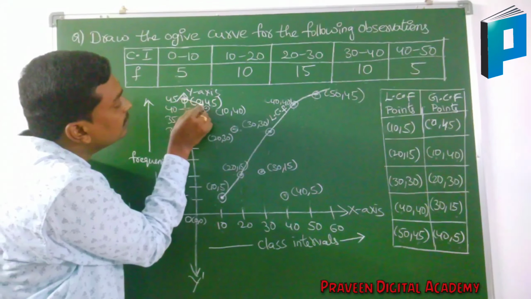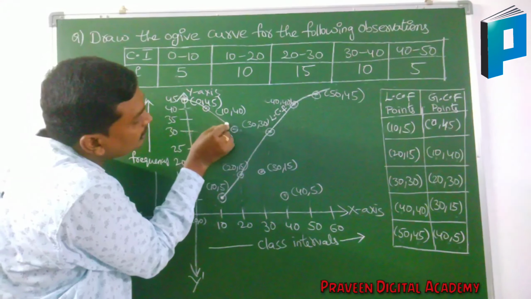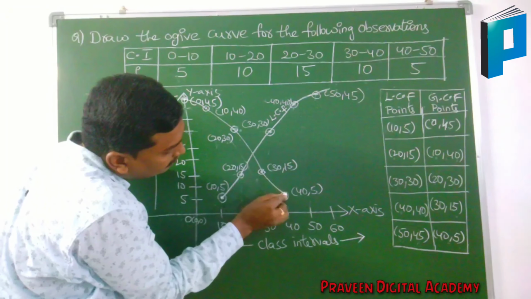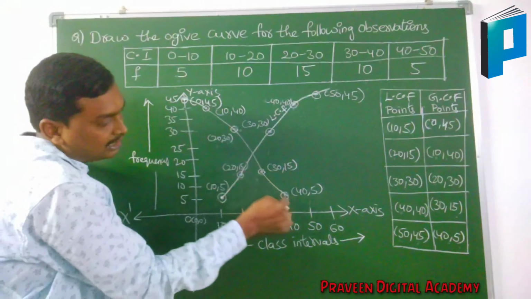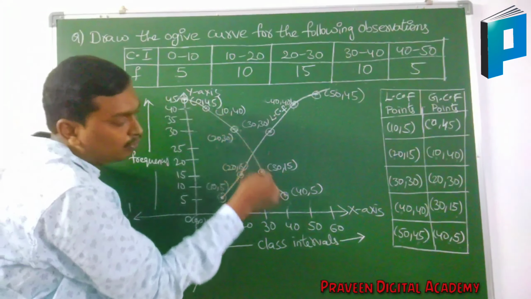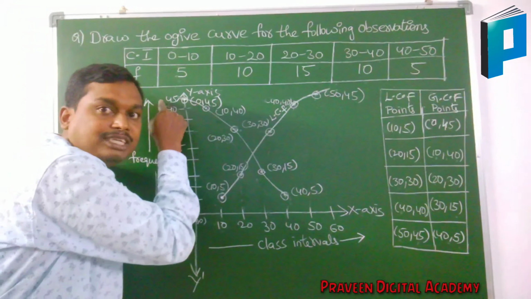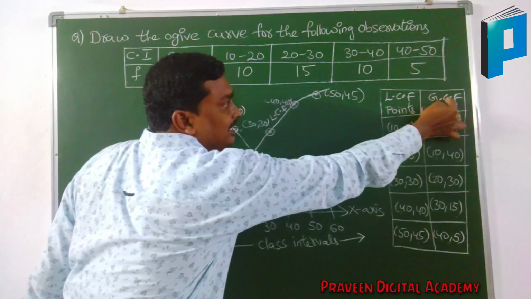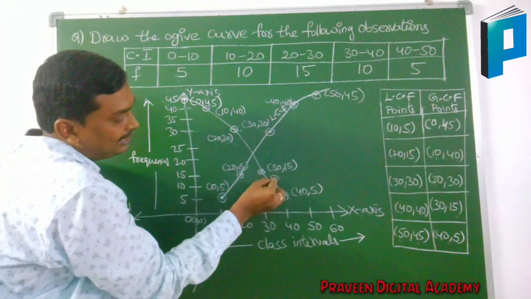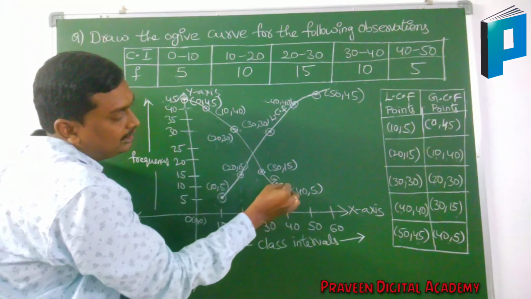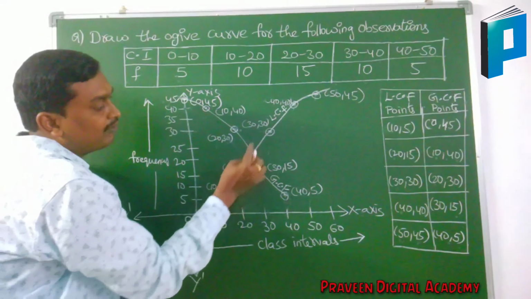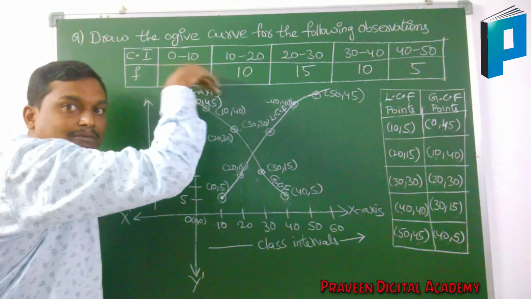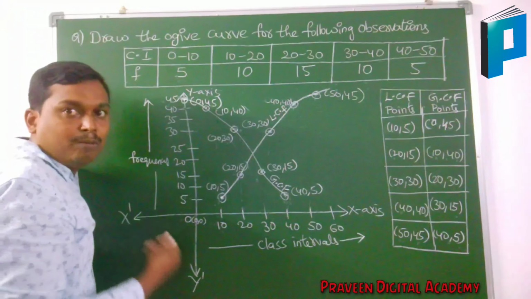I join the points like this, first one, then the next, and the next. And this curve is coming from top to bottom. The curve which is coming from top to bottom is called GCF. I will write here GCF. The LCF curve will go from bottom to top, and the GCF curve will come from top to bottom.